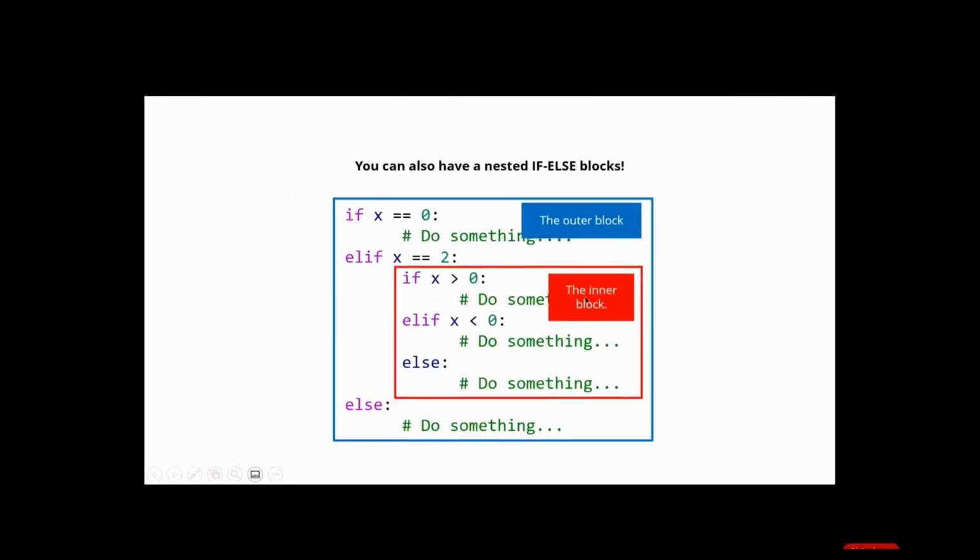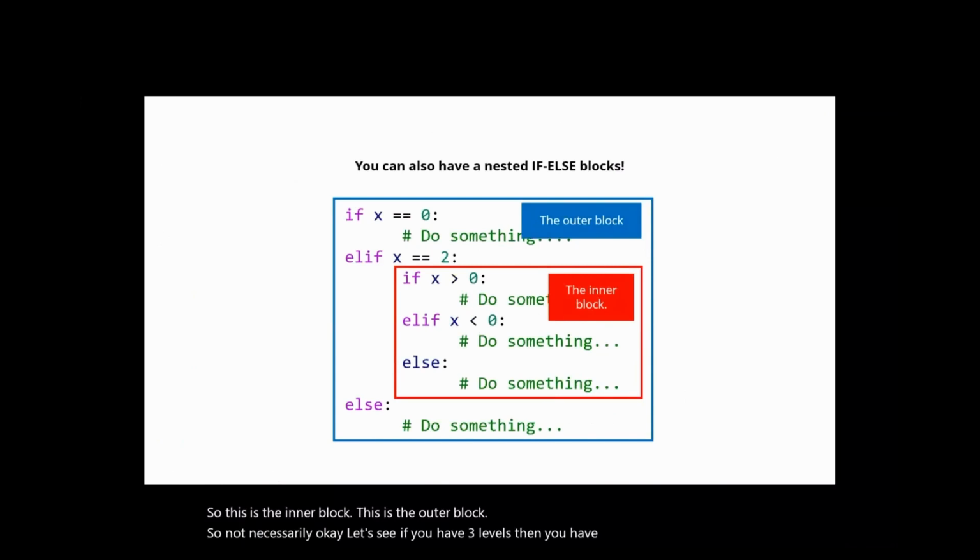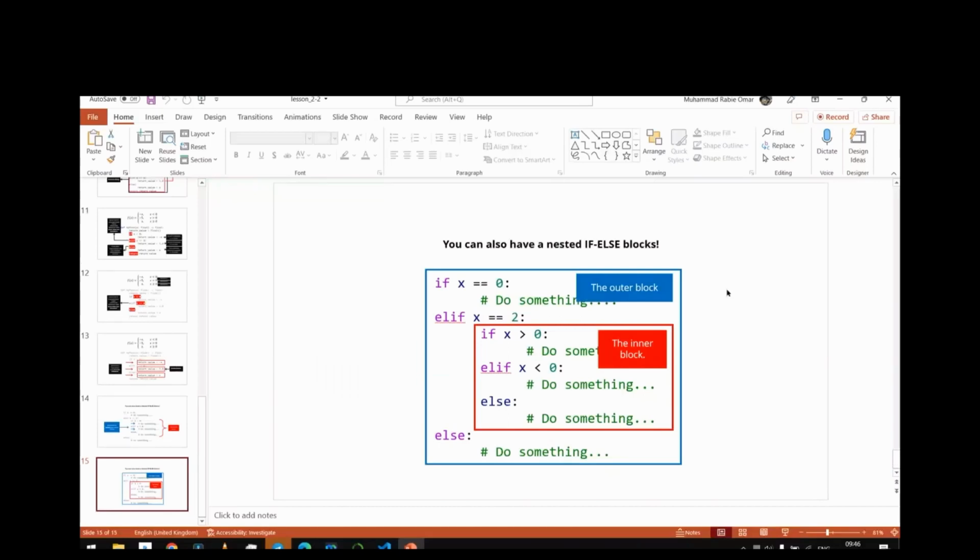So this is the inner block. This is the outer block. Not necessarily, okay. Let's say if you have 3 levels, then you have inner block number 1, and so on. I don't know how to explain this, but for this particular case, this is the inner block. This is the outer block. So that's all for the nested if-else statement. Do you have any specific questions before we end the lecture?